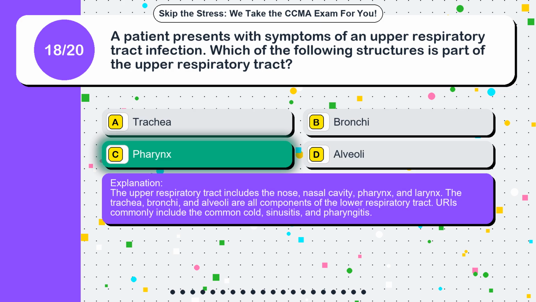The upper respiratory tract includes the nose, nasal cavity, pharynx, and larynx. The trachea, bronchi, and alveoli are all components of the lower respiratory tract. URIs commonly include the common cold, sinusitis, and pharyngitis.